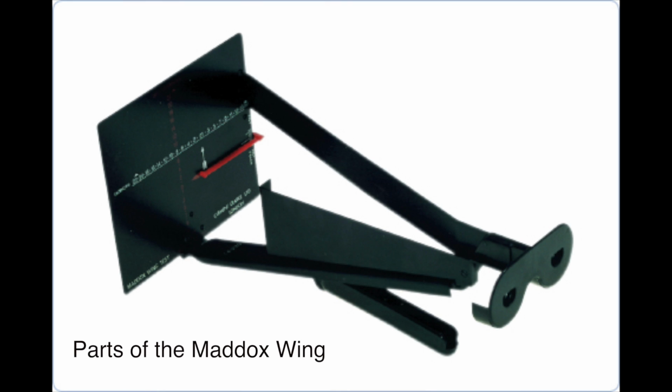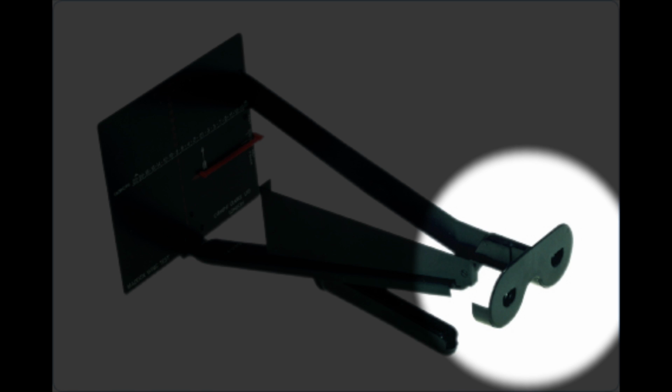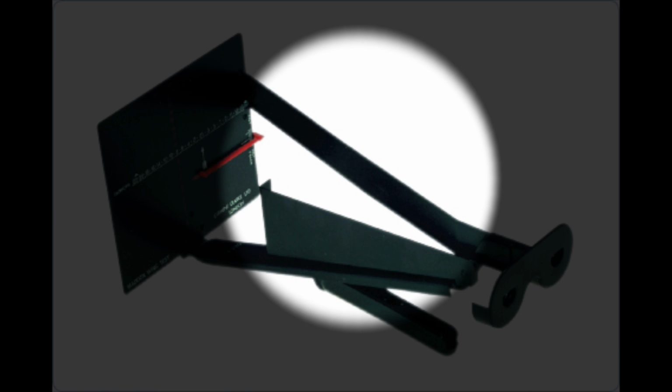The Maddox Wing comprises of various parts. The handle. The handle is retractable and is located at the base of the instrument. This is where the patient holds the apparatus. The eyepiece. Located anteriorly. The eyepiece is where the patient looks into. The septa. There are two septa that separate the eyepiece so that the patient has two separate fields of view.